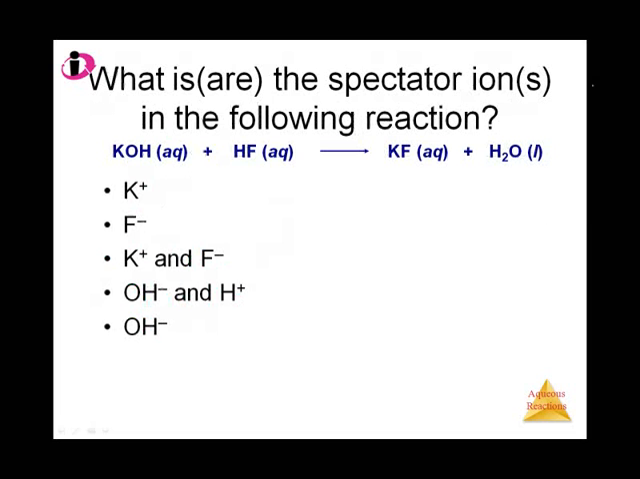What are the spectator ions in this equation? Okay, so let's just see. This is going to break apart into K plus, OH minus, H plus, F minus, K plus, F minus, plus H2O. Okay? So my common ones are going to be my F and my K. I'm going to be left with OH and H plus. So those will not be spectators. The spectators will be the K and the F.